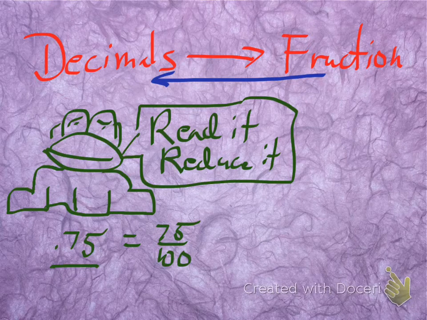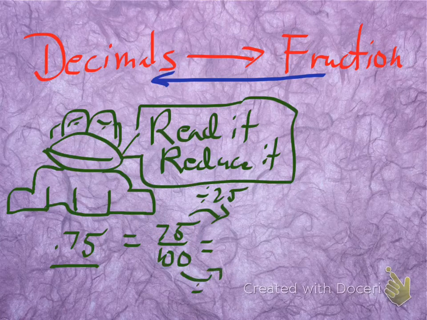Right. So literally you read the decimal the proper way, the way Miss Haynes would make you read it in 4th grade, and so you say 75 hundredths, and now you reduce it. What goes into 75 and 100? 25. 25 does. So if you divide out 25 from the top and bottom, sure enough, we get 3/4, and that's in simplest form, so that's what we need to do. All right, let's do a couple more.